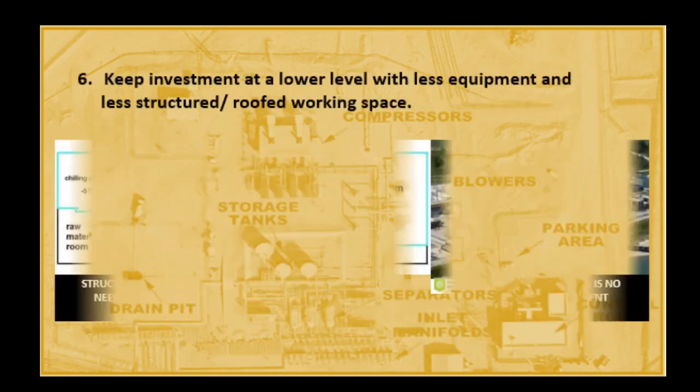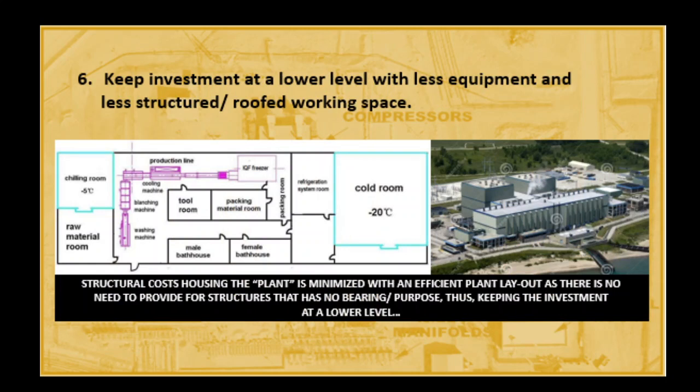So another one, for number 6, it keeps investment at a lower level with less equipment and less structure or roof working space. So with the proper sequencing and laying out of equipment established, it reduces the roofing area occupied by the equipment, thus keeping the cost or investments at a minimum.